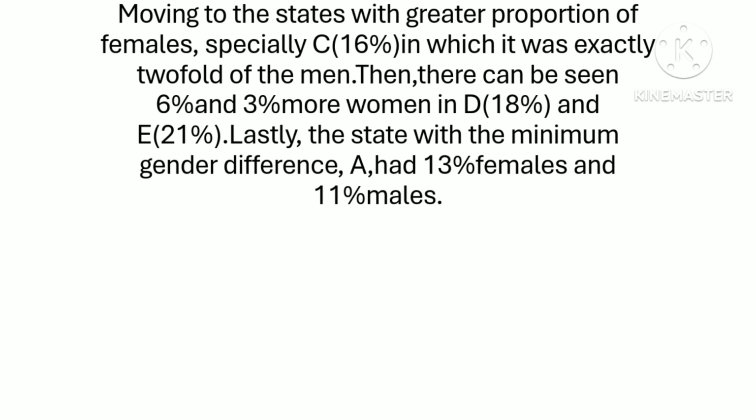And also, when you are writing, please try to avoid using the same type of sentence structure. Like in this paragraph, again and again we had to write females were more and males were less. But look at the three sentences, they are very different. Moving to the states with greater proportion of females, especially C, in which it was exactly twofold of the men. The next sentence is written with a different structure.